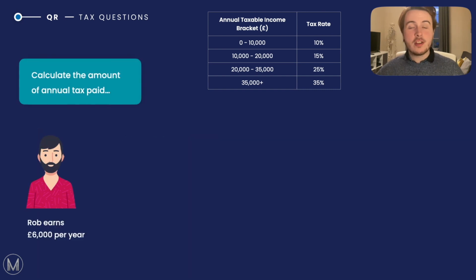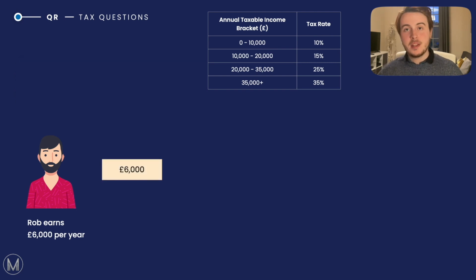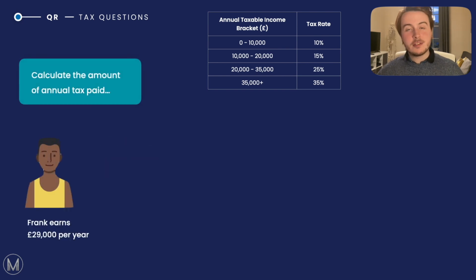So Rob doesn't earn as much. So he is only lying within that first tax bracket. So he only has £6,000 to be taxed. So that's just charged at the rate of the first tax bracket, which is a 10% tax. So for Rob, thankfully, he only gets a tiny bit taken off his earnings, and he only has to pay £600 of tax on that £6,000 that he earns. Now finally, let's look at Frank.